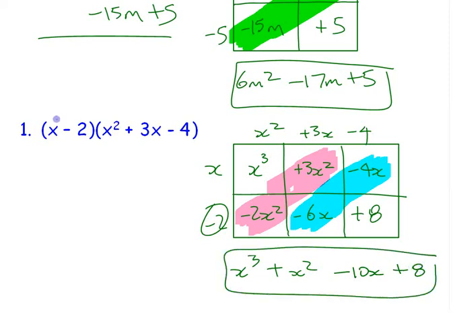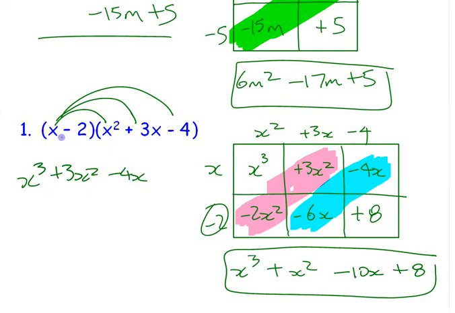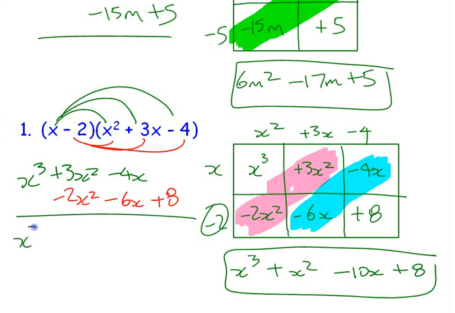If you're doing it with drawing sort of the lines, the rainbow lines here, you can do each of those. You're going to get exactly the same terms. X cubed plus 3x squared minus 4x. And then if you're doing these ones, 1, 2, 3, write those terms underneath, but line them up. Minus 2x squared minus 6x plus 8. Because then you can add the ones that go together, right? It's a lot easier to add them together after.